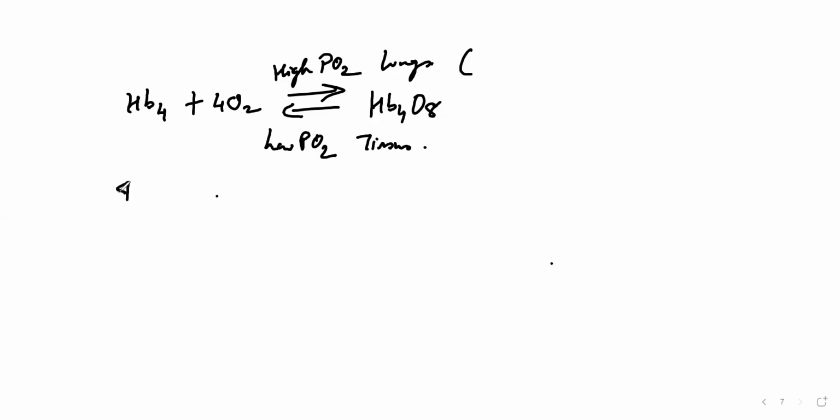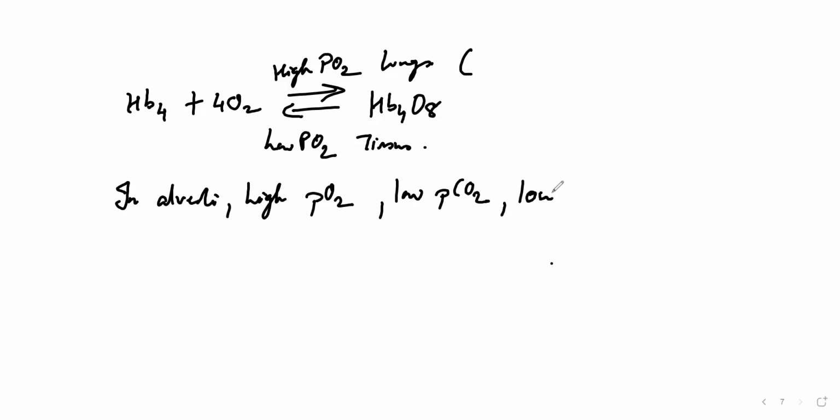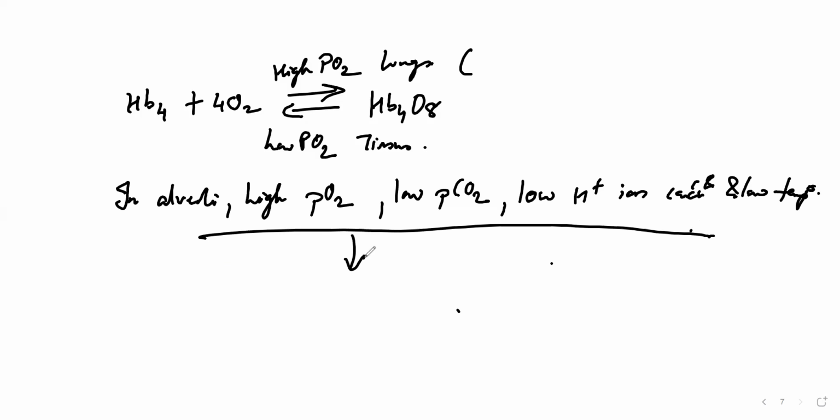So in the alveoli, high PO2, low PCO2, that is carbon dioxide, then low H plus ion concentration and low temperature. But everything will be opposite when it is coming back. So if these things are there, it is called a favorable condition for the hemoglobin formation, or sorry, oxyhemoglobin formation.